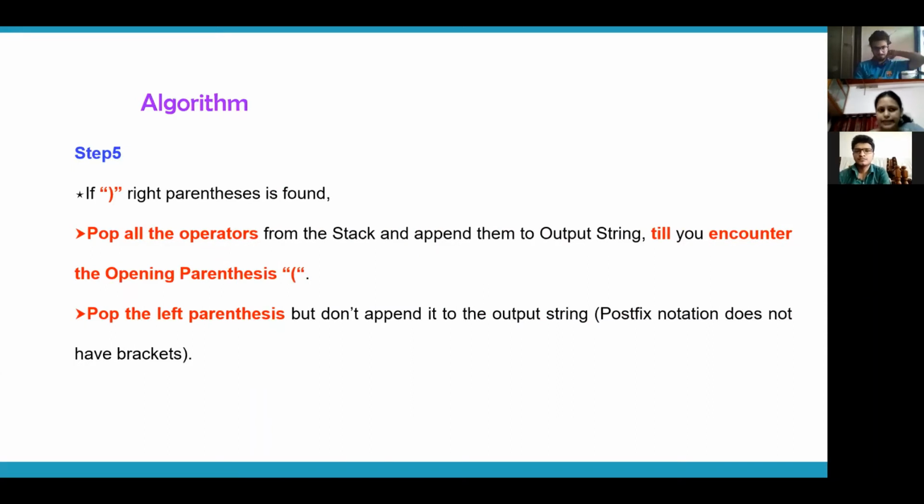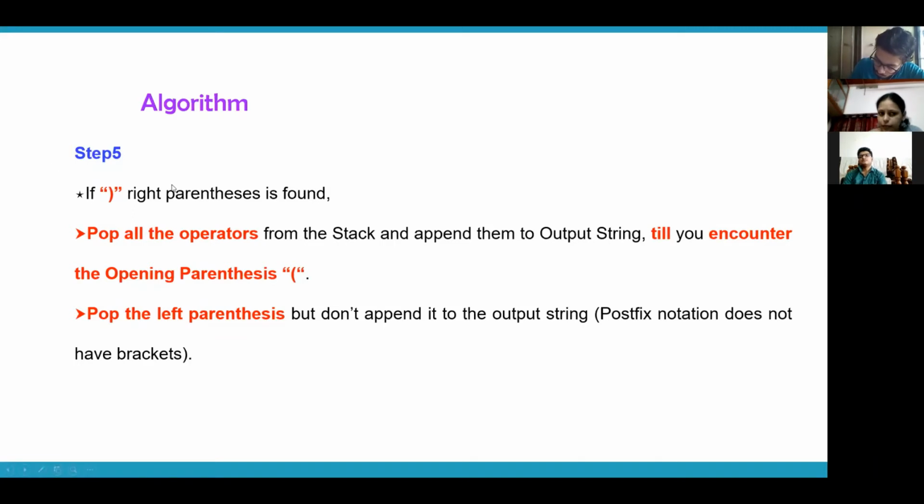Don't worry, this will be clear when we do the examples. Step number 5. Right parenthesis is coming. We have seen left parenthesis: left parenthesis means you have to put it in the stack. Operator means you have to check the precedence. If an operator came, you have to check the precedence of the person on the top of the stack, compare these two operators, whoever has come and whoever is on the top of the stack, and then take an action.